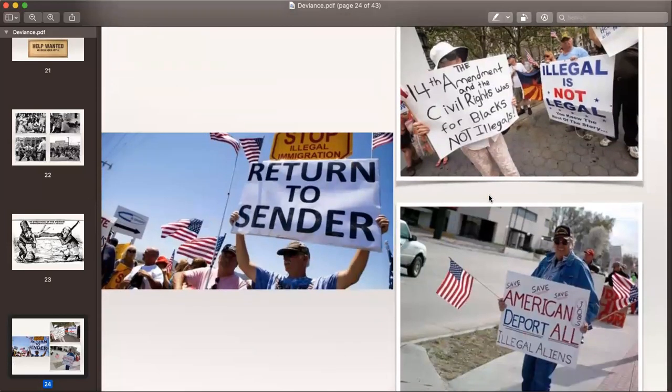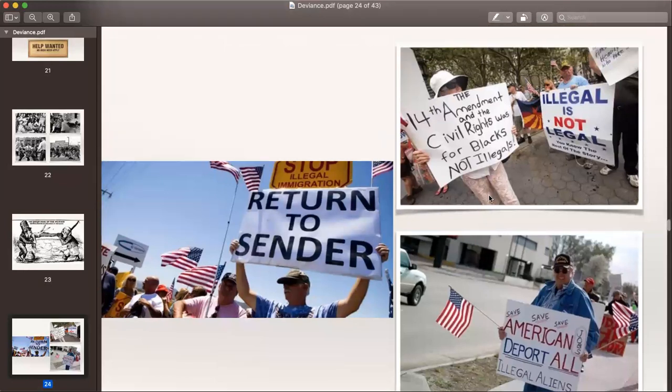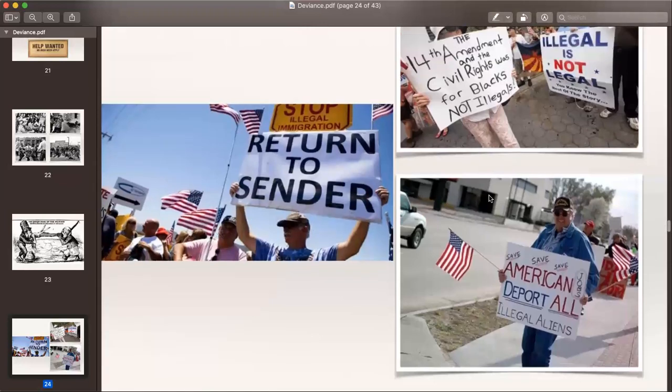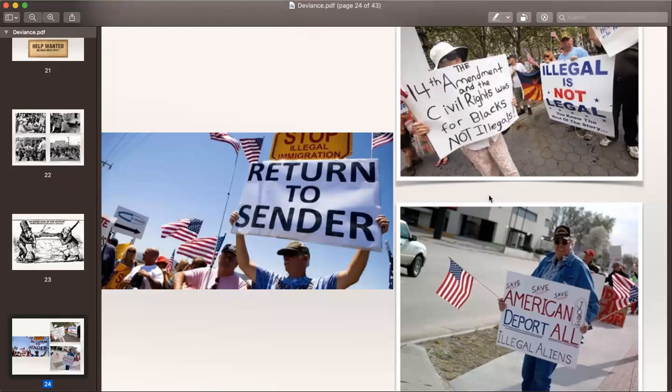But let's relate it to today. Return to sender. Stop illegal immigration. The 14th Amendment and the civil rights was for blacks, not illegals. Save, save, save American jobs. Deport all illegal aliens. See, we forget about the humanity aspect.